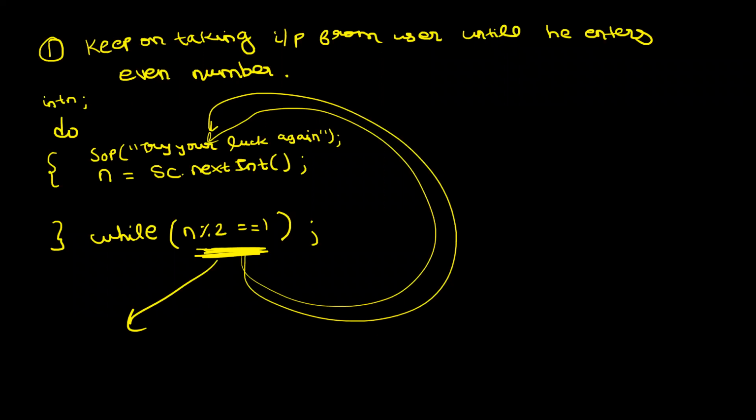Now, how can you check the while condition? See, I have declared n outside, right? I have declared n outside. So it's visible entirely everywhere. Not an issue. Right?